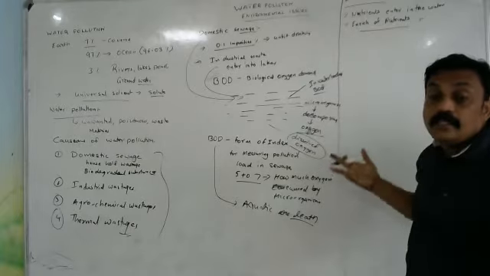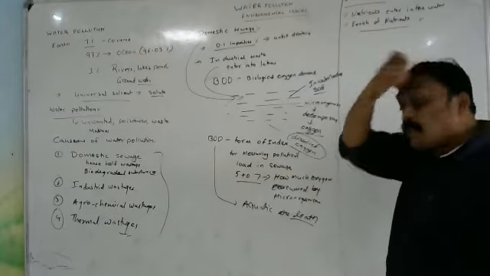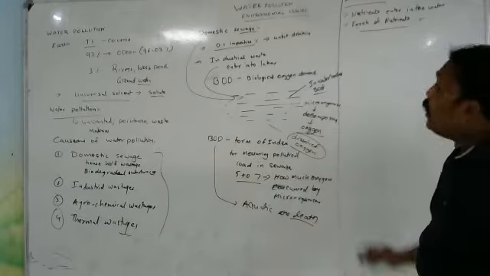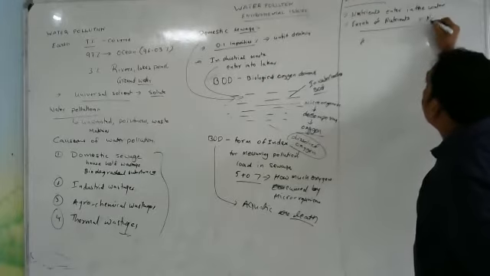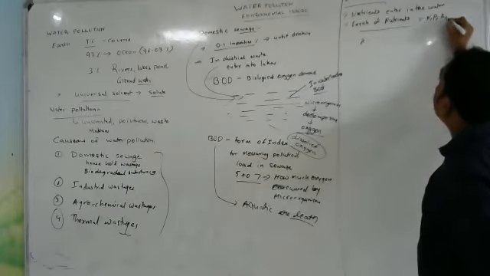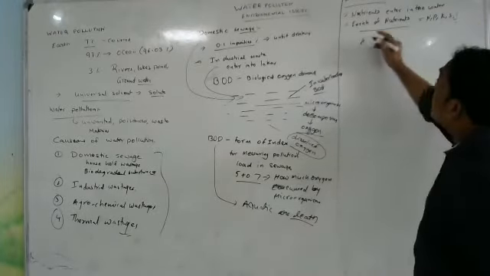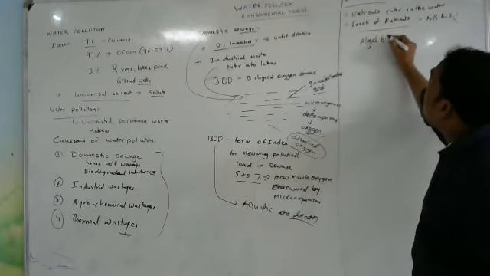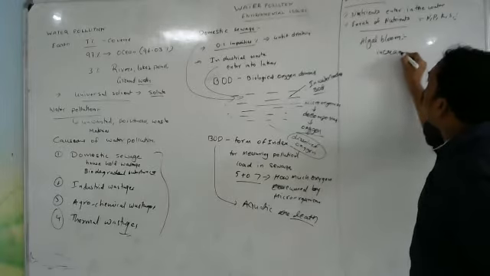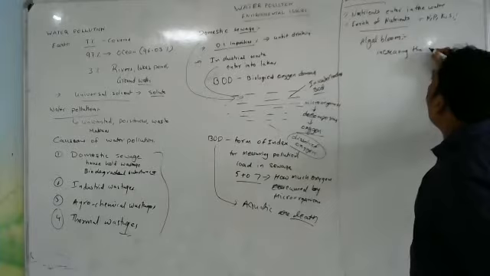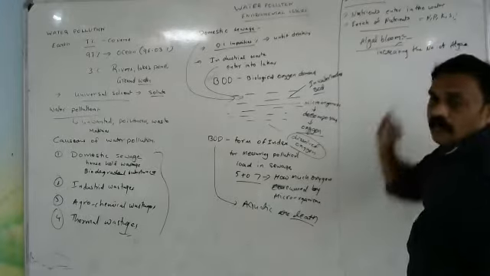Eutrophication means increasing the nutrient levels in the water. Eutrophication indirectly causes algal bloom. Nitrogen, phosphorus, potassium and sulfur enter into the water, and indirectly cause algal bloom. What is the meaning of algal bloom? Increasing the number of algae is the cause of algal bloom.